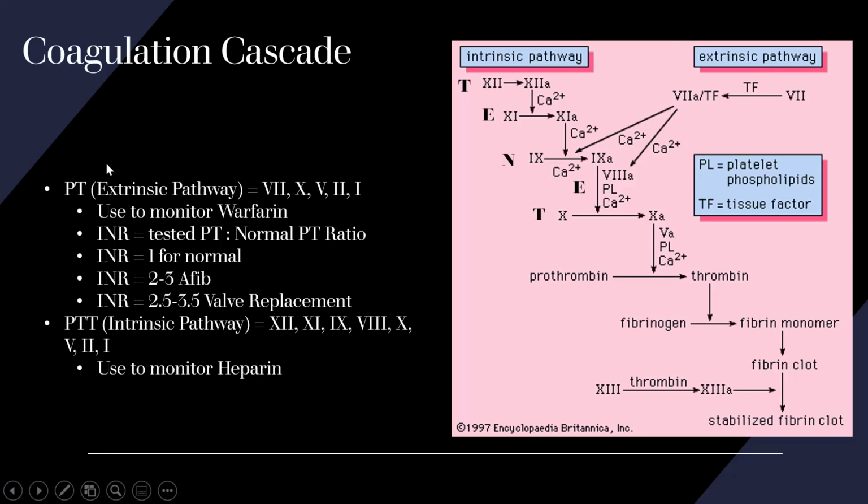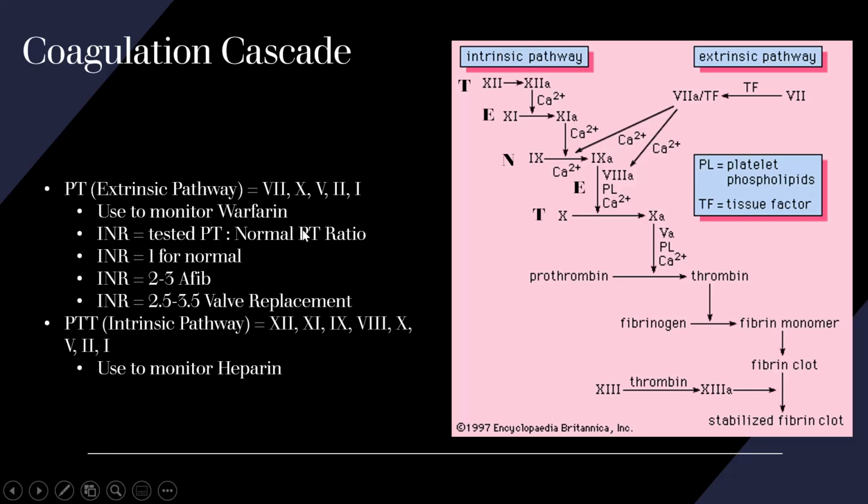Okay, now, the PT measures the activity of the extrinsic. Therefore, it's going to give you the activity of factors 7, 10, 5, 2, 1. So it gives you factor 7, factor 10, factor 5, factor 2, which is thrombin, and factor 1, which is fibrin. Okay. Now, if you notice, the only one that's really unique here to the extrinsic is factor 7. Those other 4 are actually part of the common.